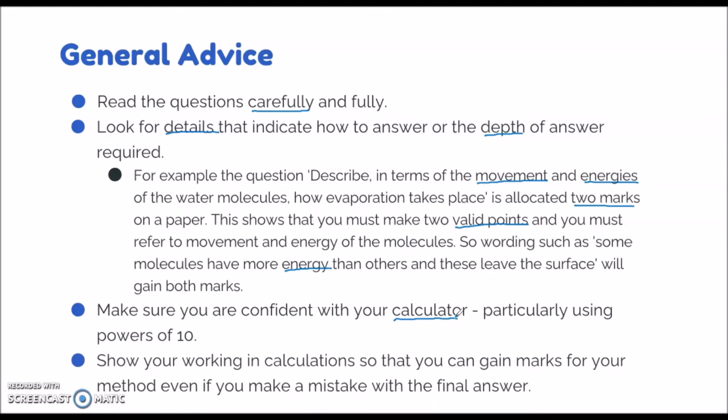General advice number 4, show your working in calculation. Remember, working is important here, so that you can get marks for your method even if you make a mistake with the final answer. For example, if a calculation question gives you 3 marks, 1 mark is for the answer and the other 2 marks for working. So please make sure you write down a good working. Provide the formula if you have a formula. Sometimes they will give you 1 mark for the formula.